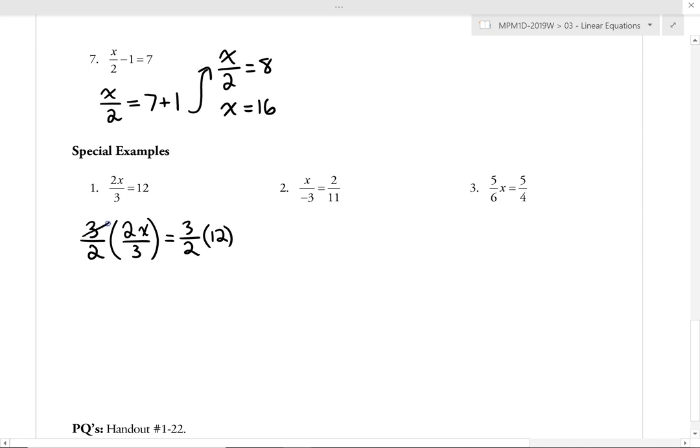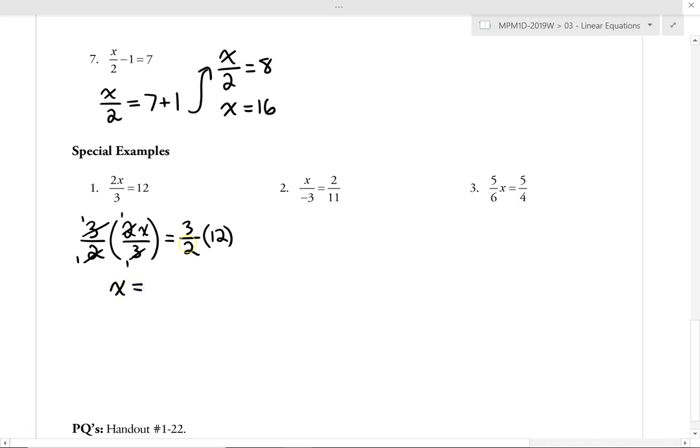And so the 3's cancel off and the 2's cancel off, leaving us with only, okay, well, these would all become 1's, right? Which are trivial. We don't need to write them. 1 times anything is just 1. And so we're left with just x on the left, which is super cool.